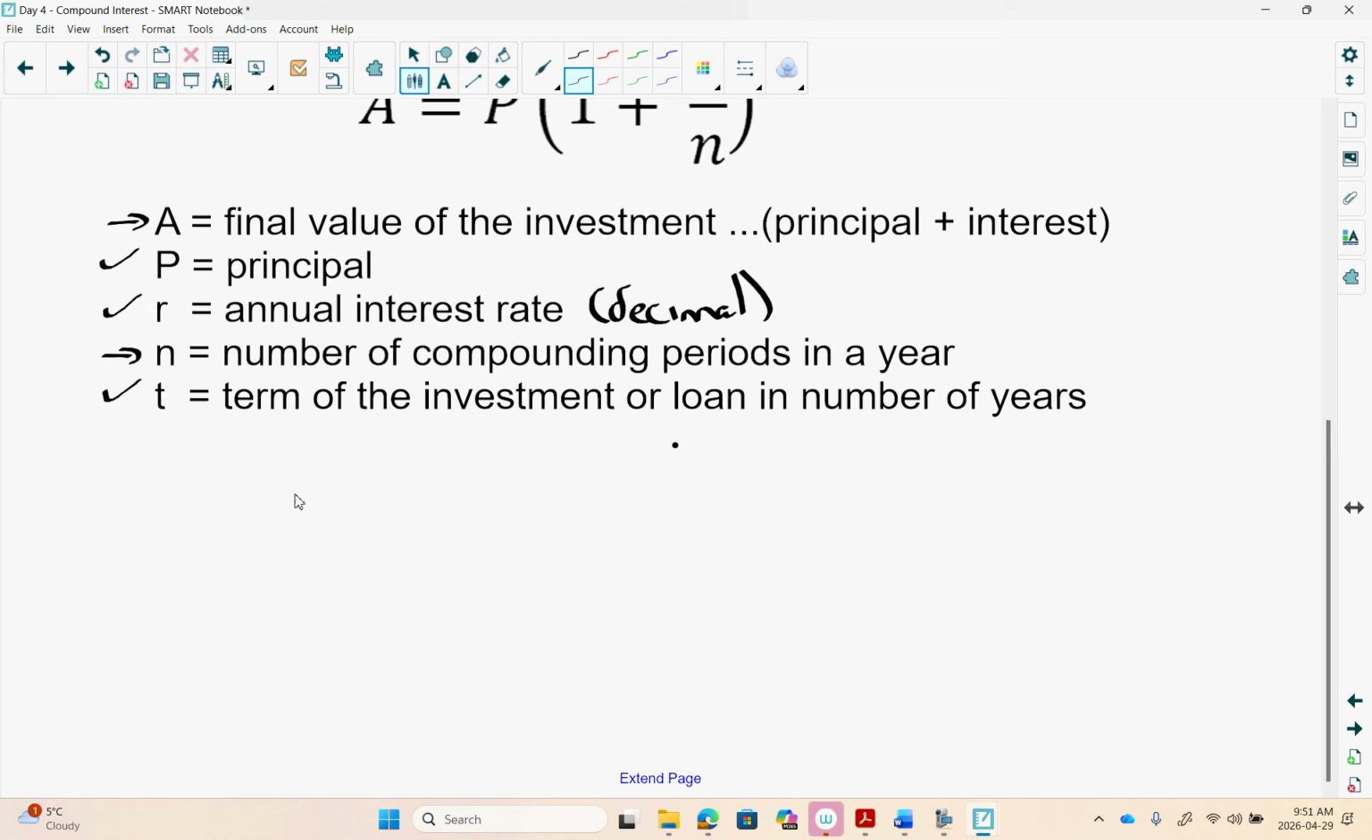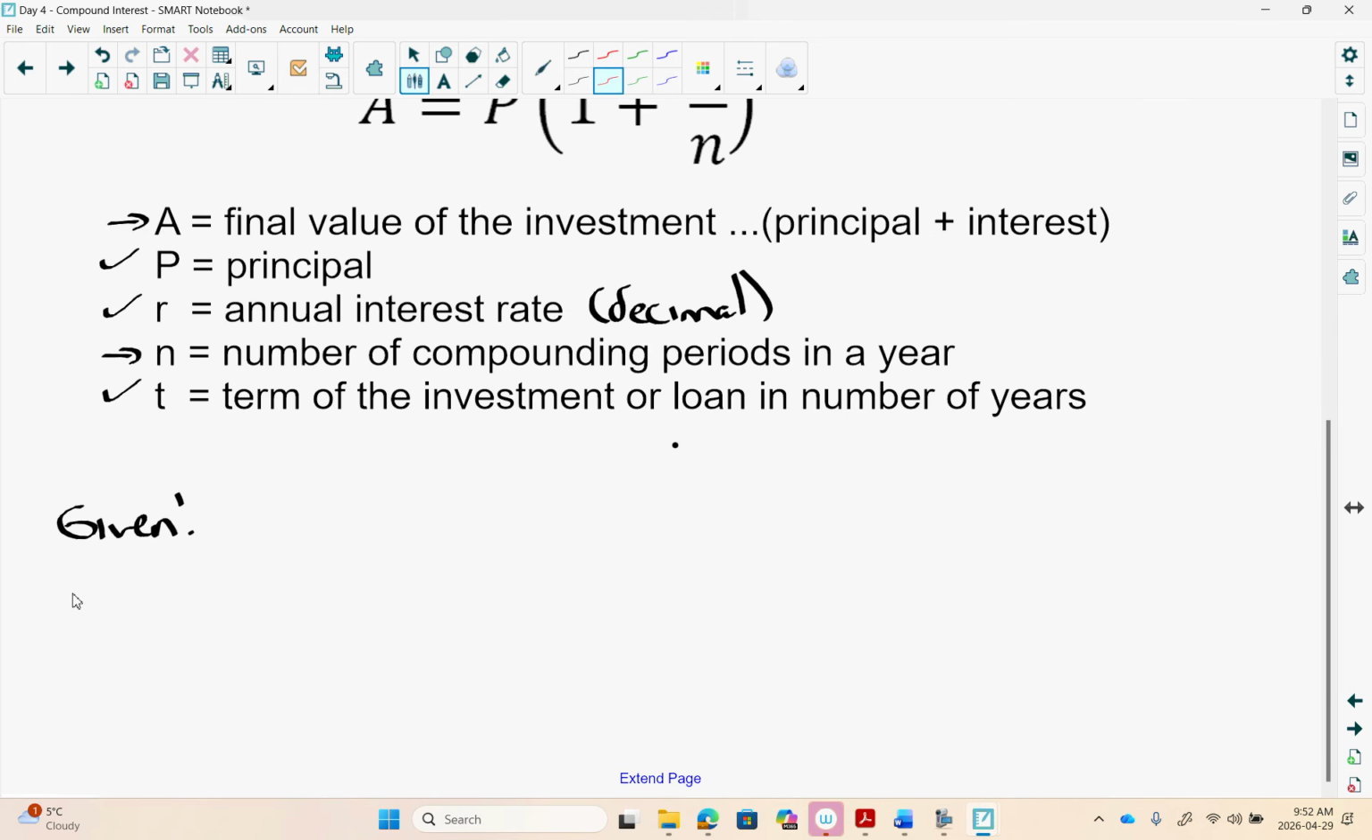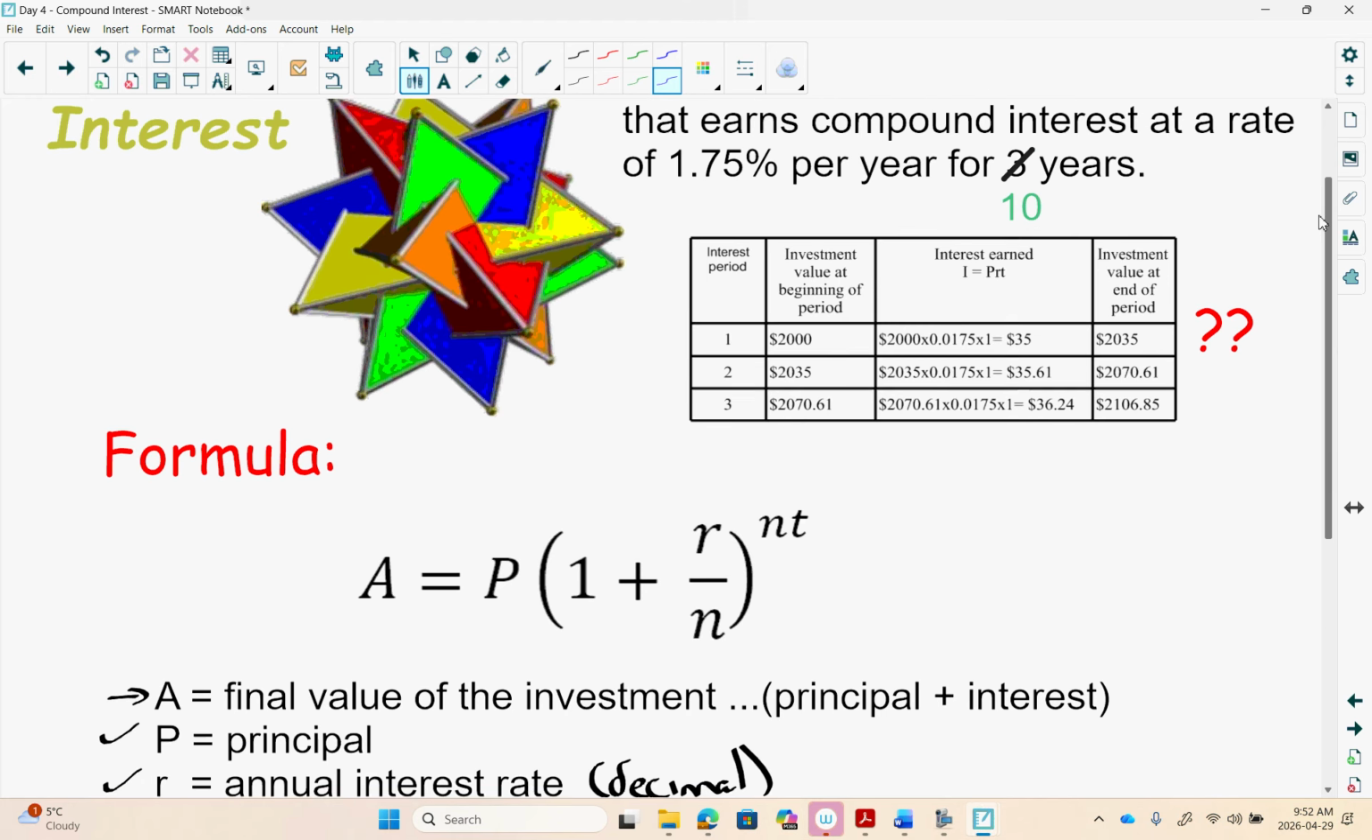So in that particular question, what does this represent? The 2,000. That's the principal. So in this case, P equals $2,000. With me? Anyone see what the interest rate is?